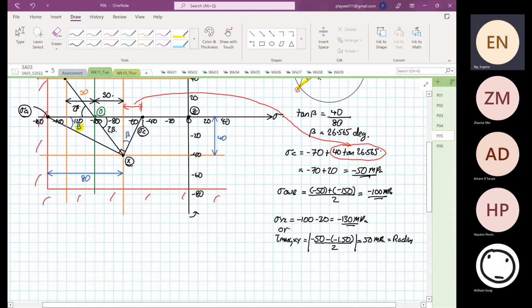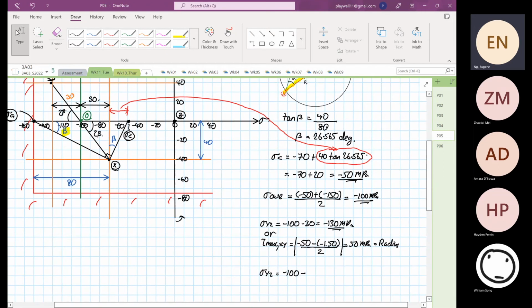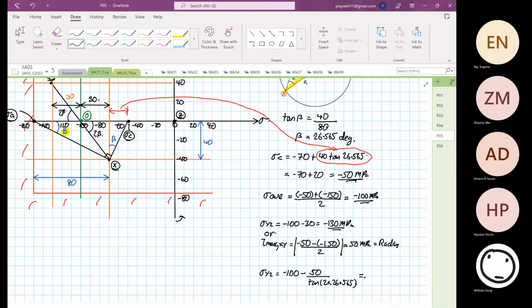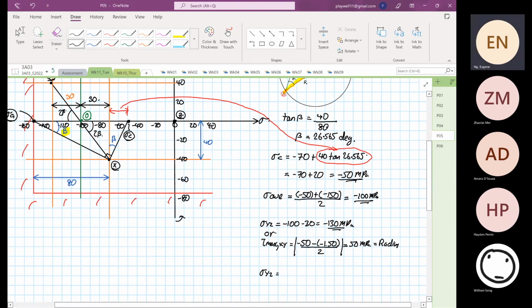So now all we need to do is stress Y2 is equal to minus 100 minus 2 beta. So our 2 beta, twice our beta, is 50 divided by tangent 2 times 26.565. So 50 divided by 1.333. Hold on, I think I might have got this wrong. I know this is minus 100. So tangent, hold on, let me do some side work.